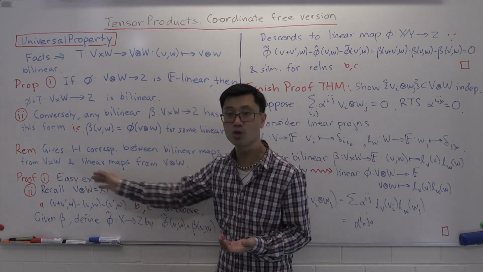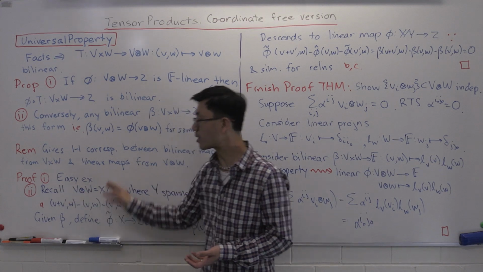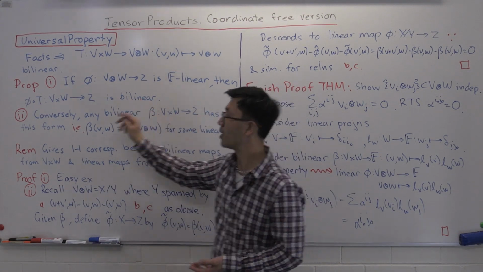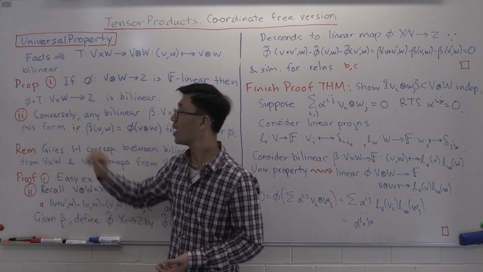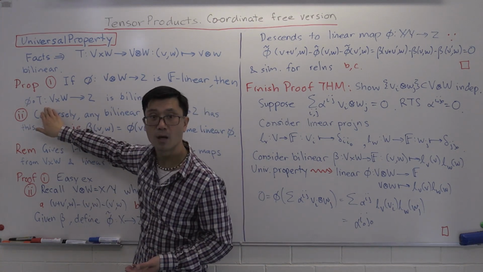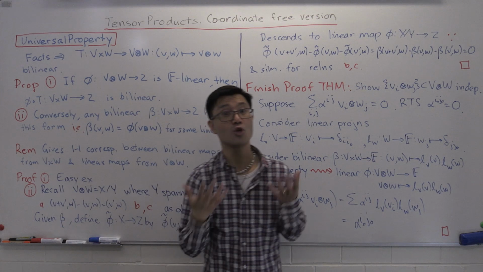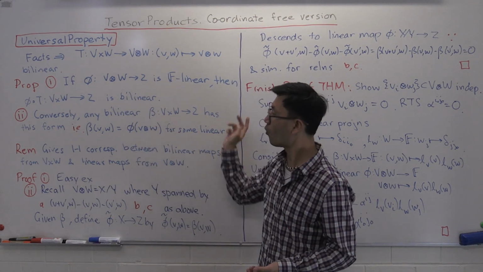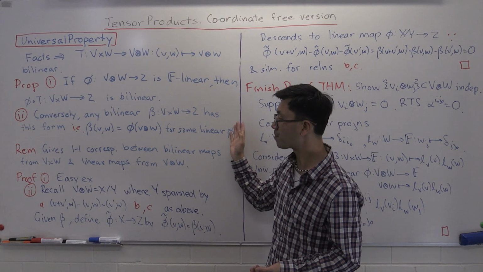Okay, so let's prove the two parts. I'll concentrate on the second part because the first part is actually quite easy, okay? To check that this is bilinear, it's just a composition of a bilinear map with a linear map. And in that case, you always get something that's bilinear. Okay, so let's actually go and prove the second half, okay?